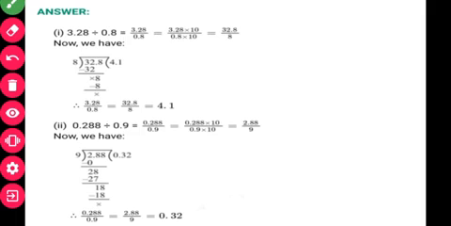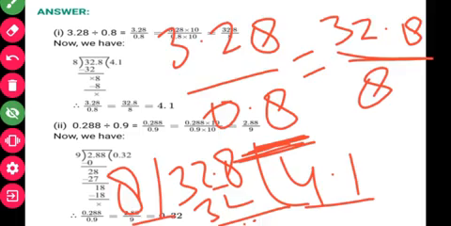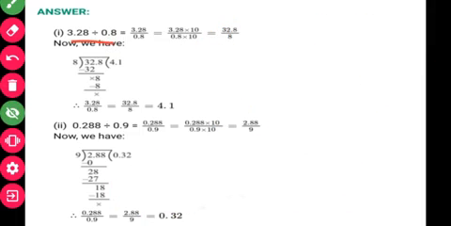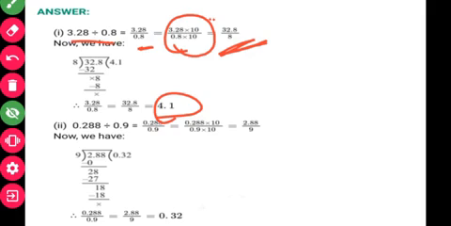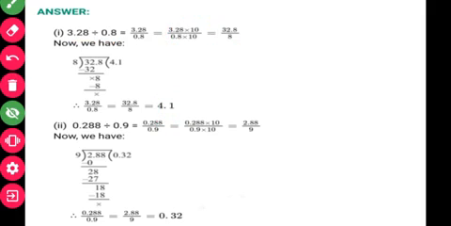So here it is 3.28 divided by 0.8. First we'll change this. Here there is one decimal place, so multiply by 10 in numerator and denominator to remove the decimal point of the denominator. So this will be 32.8 by 8. Now divide 32.8 by 8, we will get 4.1. Understand?